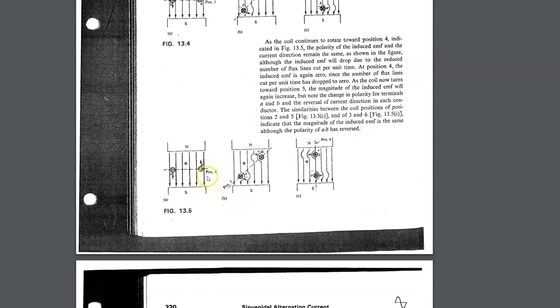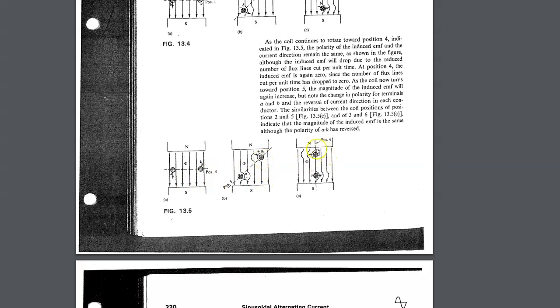Since the conductors have changed position, the direction of the current in those conductors is going to change. But also notice that at position 4, conductor B this time is moving up, conductor A is moving down, so we're not cutting any flux until we start to get out of that position 4. As we move up, we're cutting more flux, which creates more current.